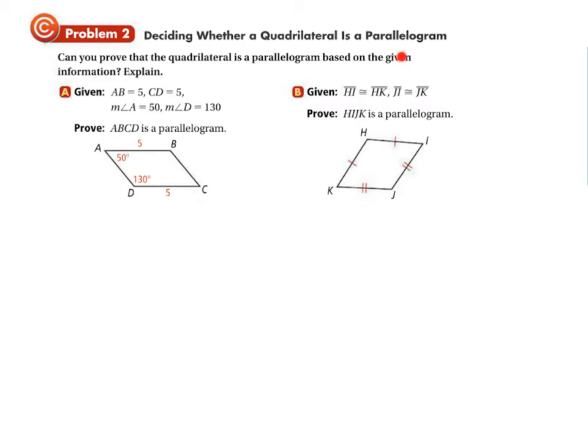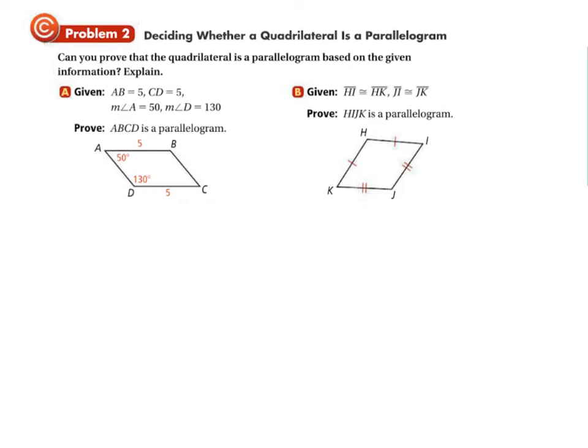Now, we're going to decide whether it is a parallelogram. Can we prove, based on what we know, that the quadrilateral is a parallelogram? Okay, based on what we were given, we've got here that opposite sides are congruent, and we have these two angles at 50 and 130. Prove that ABCD is a parallelogram, if we can. We might not be able to.